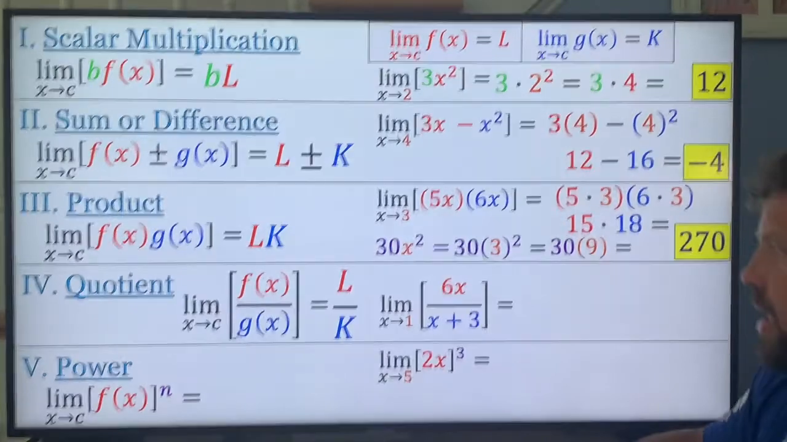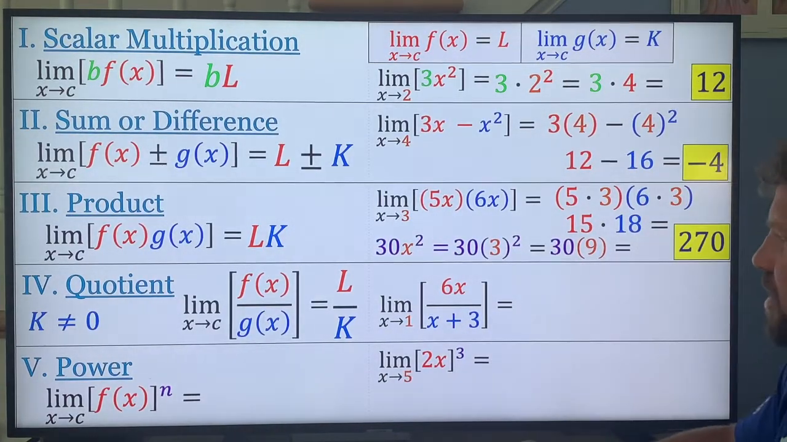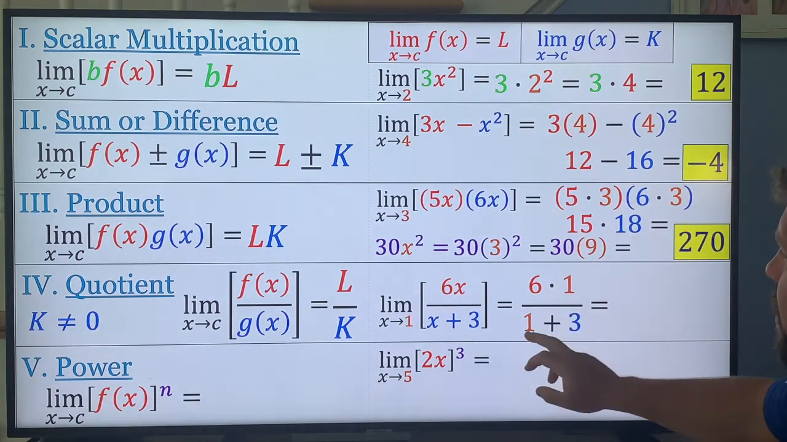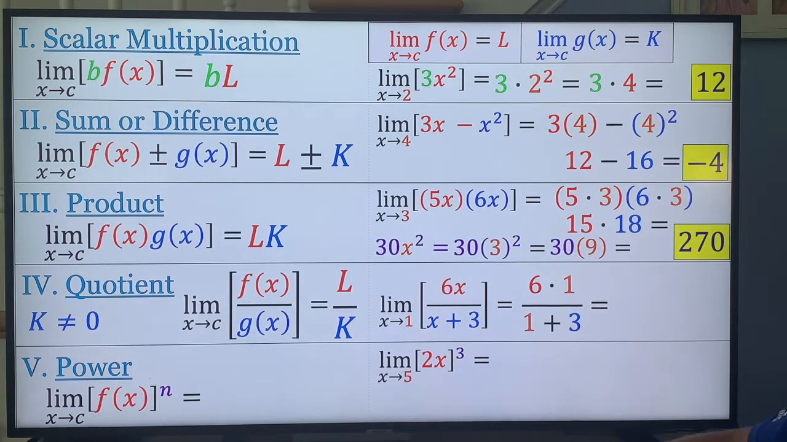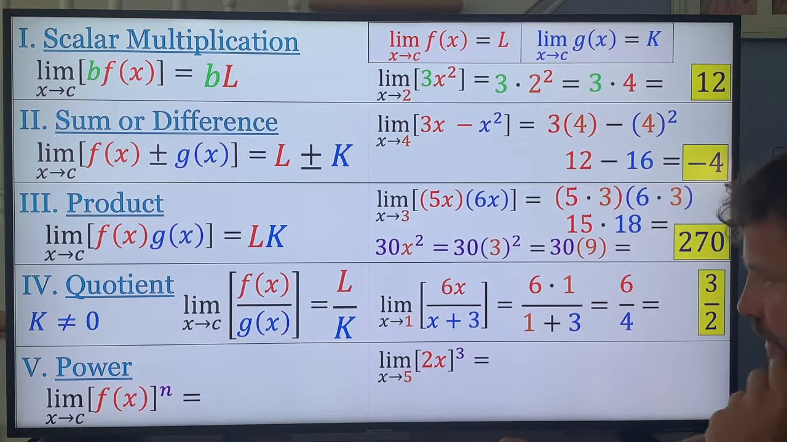Quotient. You got it. The limit over the other limit. So, once again, you solve these as two independent things, and then you combine them together. By things, I mean functions. 6 times 1, 1 plus 3, 6 over 4. 6 over 4 reduces to 3 halves. All right? Because 6 and 4 both are divisible by 2. You cannot divide these by both of these. It doesn't work that way.